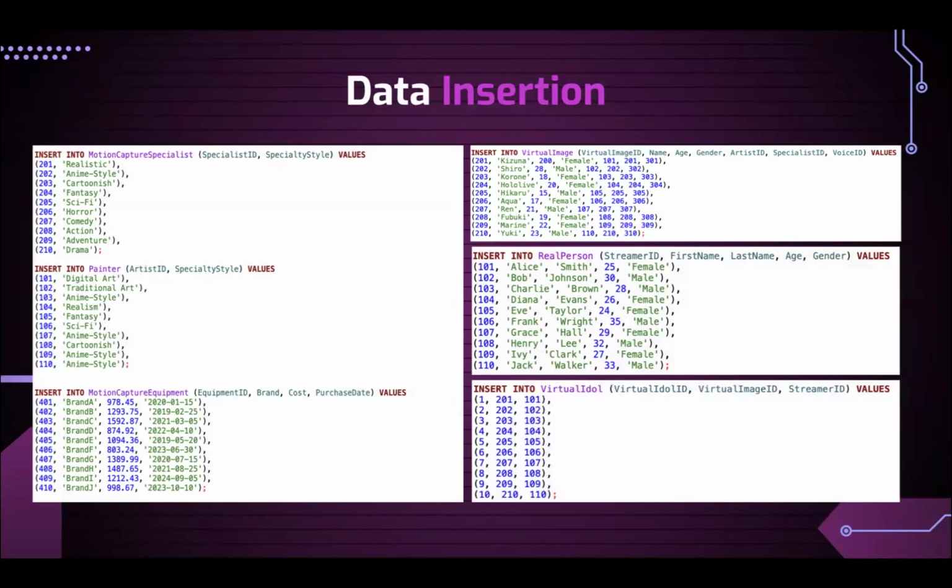Here we have sample data inserted into the tables we saw earlier. This data includes details like the specialty styles of painters and motion capture specialists, the equipment brands and costs, and the personal details of real people who serve as the streamers. The importance of data insertion lies in ensuring accurate and meaningful connections between these entities. For example, linking vocal changers to virtual idols ensures that the right voice modulation settings are applied, while associating painters and motion capture specialists defines the idol's unique look and movement style. This step brings all elements together, creating the framework for a cohesive virtual idol.